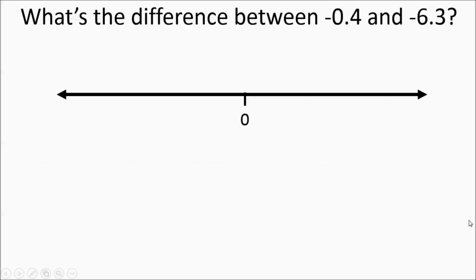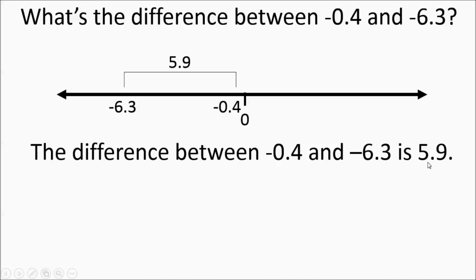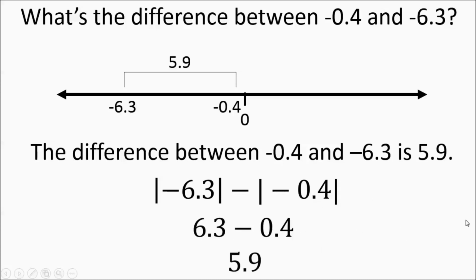For this one, we've got -4/10, -6 and 3/10. Those are both to the left of 0. -4/10 is pretty close to 0, and this one's over here a further bit down. We're going to see how far apart they are, and you would just do this 6.3 minus 0.4. The official proof is going to be, so it's going to be 5 and 9/10. You take the absolute value of the one that's further away, subtract off the absolute value of the other one, and you end up getting 5 and 9/10.